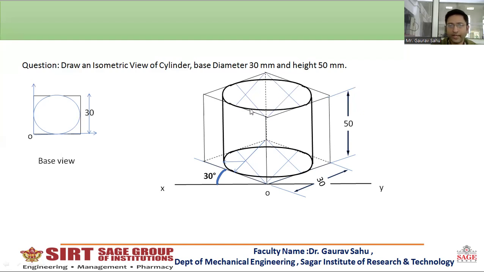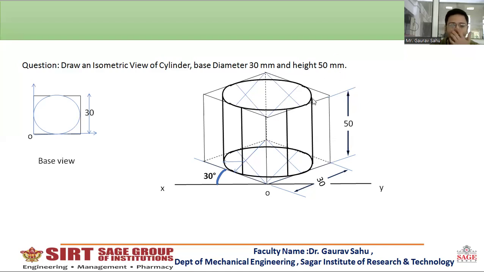Generators are the imaginary lines which join the circumference of the top circle and the bottom circle. Here one generator, here another generator. What you have in front of you on your screen is the isometric view of a cylinder whose base diameter is 30 and height 50 mm. So dear student, this is how to draw the isometric view of a cylinder.